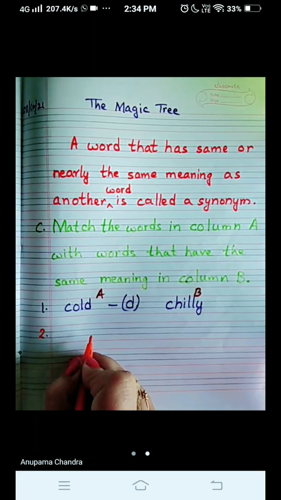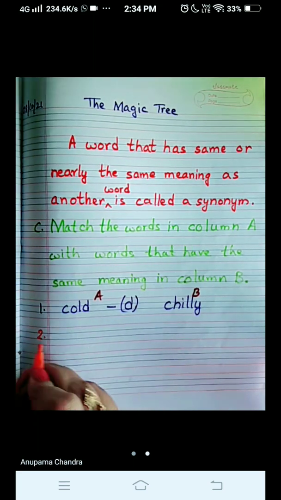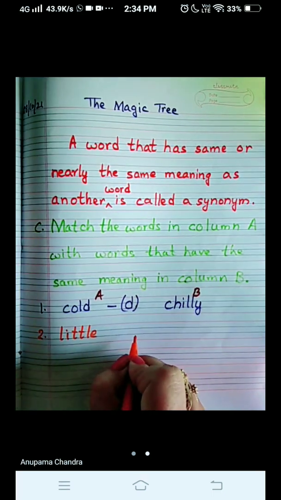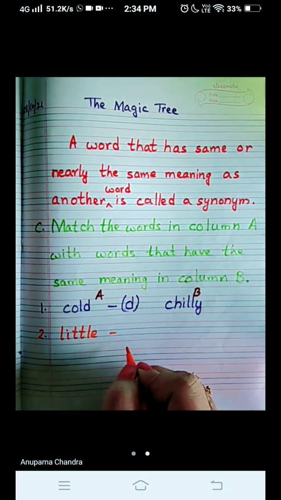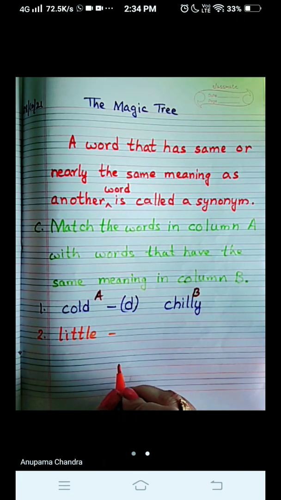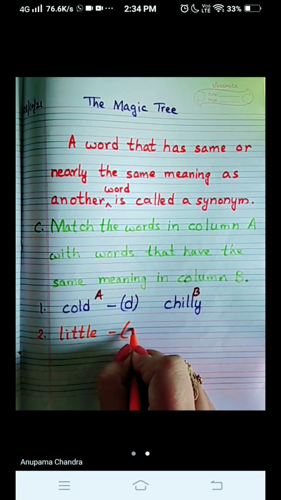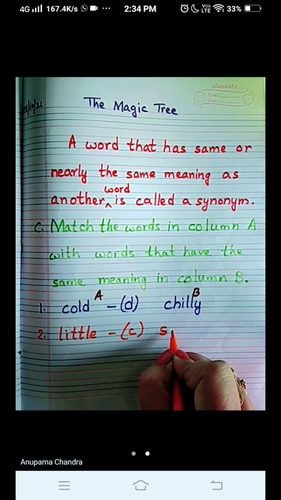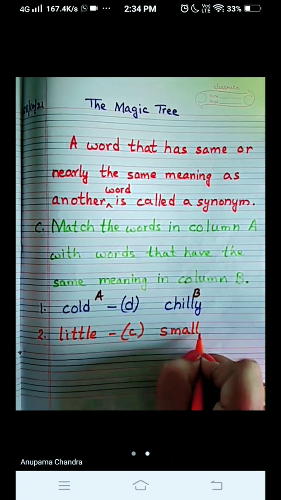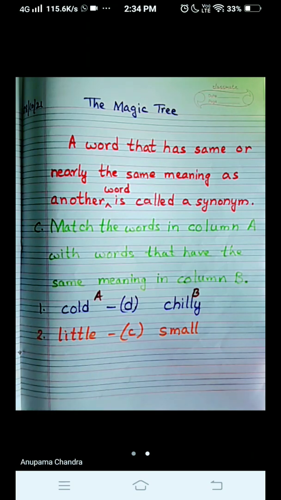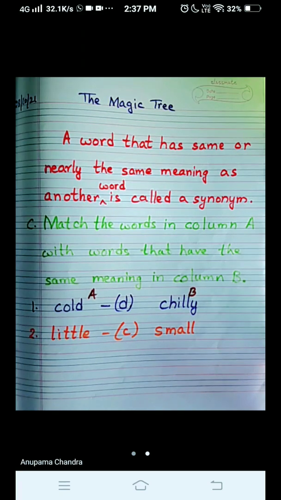Now come to the second one. The second word given in your book is little, L-I-T-T-L-E, little. Put a dash, and the correct synonym for this little given in your book can be the C option. I'm writing it C in the bracket. That is small, S-M-A-L-L, small. Little means small, small means little. Okay, so this makes them synonym of each other.